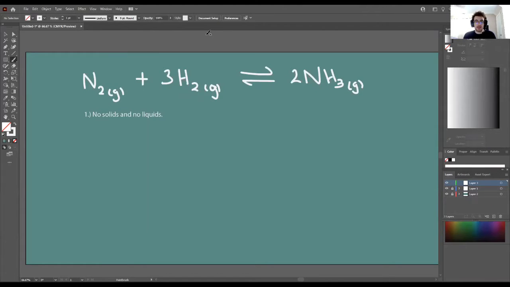So the very first thing about Le Chatelier's principle is that no solids and no liquids are ever used, and that is because solids and liquids don't have concentrations unlike solutions and gases. Now that we have that set aside, let's start off with the principle.